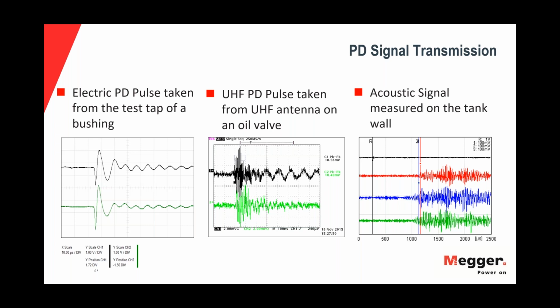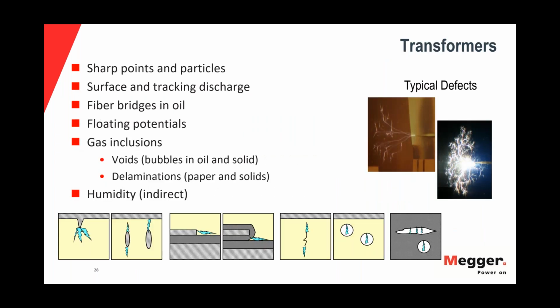So acoustic alone won't be extremely useful. It's usually used in combination with a triggered normal PD. So with a combination of both, you can find out the approximate location.